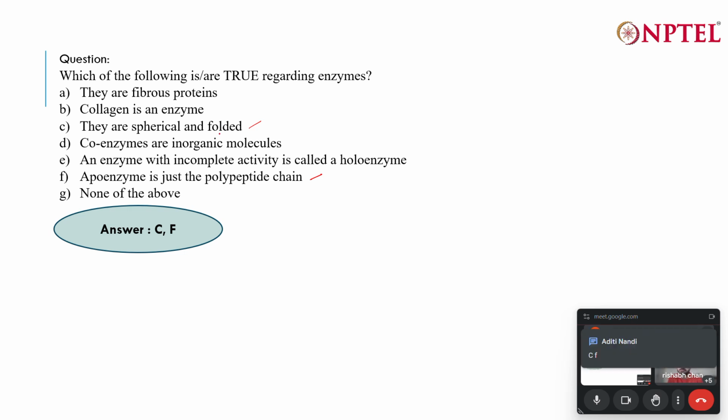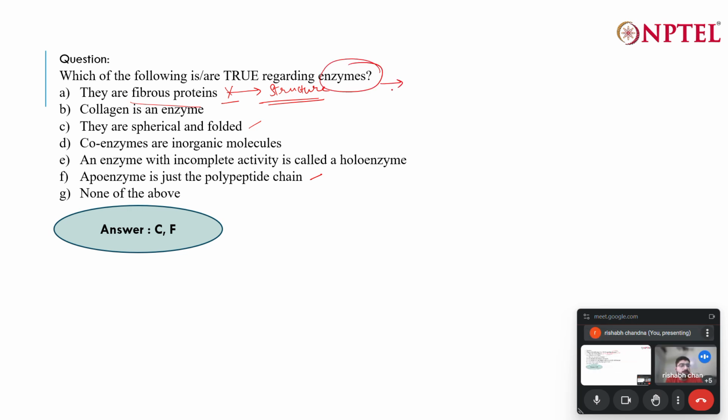So let's see the statements. They are fibrous proteins? No. Fibrous proteins are generally involved in structural components. All the proteins that have some flexibility in terms of reaction are globular, not fibrous. So the first option is incorrect. Collagen is an enzyme? No. It's a structural protein, it supports the cell or the tissue. They are spherical and folded, yes. Enzymes are nearly spherical, and these are folded proteins.